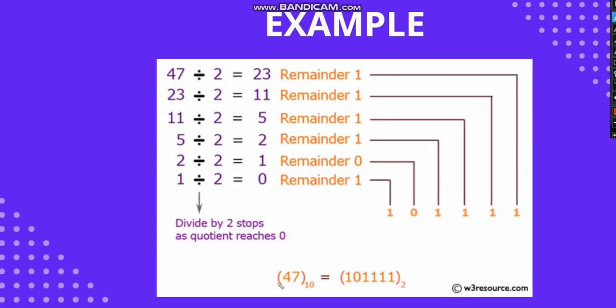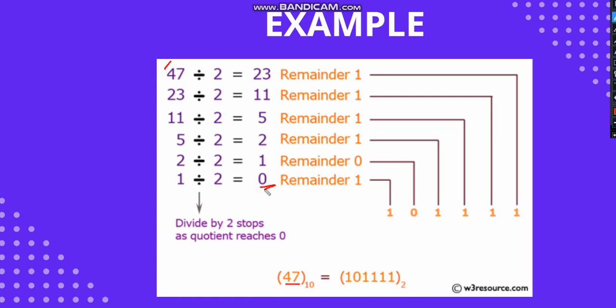For example, we have a decimal number 47. So this 47 has to be converted to a binary number with bits 0 and 1. As we all know, a binary number has a base 2 and binary numbers can be written only in 0 and 1. So what is the process? The process for conversion of decimal to binary is that we have to divide this decimal number by 2 until we get a quotient 0.